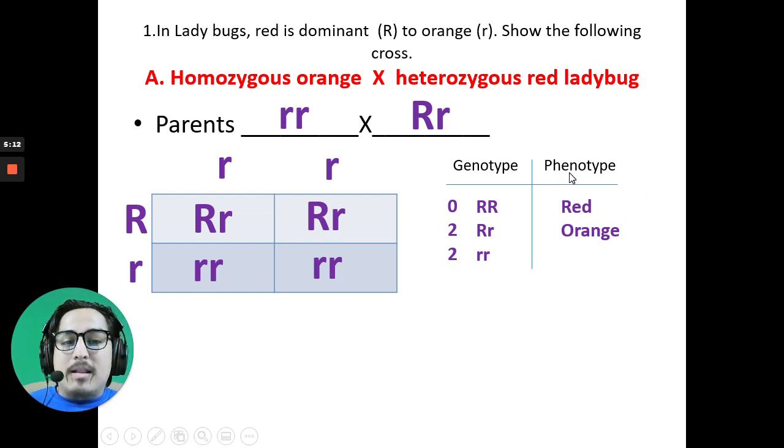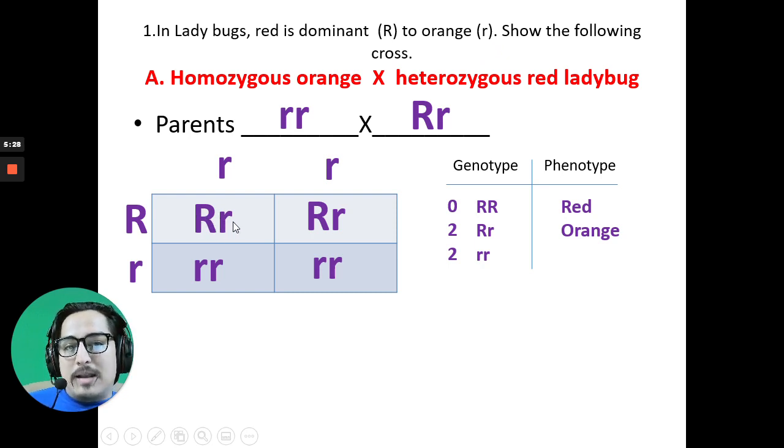Now, let's talk about phenotype. That was genotype. Let's talk about phenotype. Phenotype is going to be how they look. Based on what we know from the top, you have to go back to this. Red is dominant, and then orange is lowercase. So is it going to be red or orange?